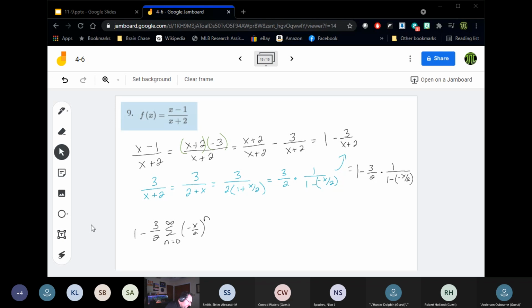So now that we got it down to that part, we're just doing negative x over 2 is less than 1. So the absolute value of x has to be less than 2. So that's my radius. And my interval is -2 to 2.